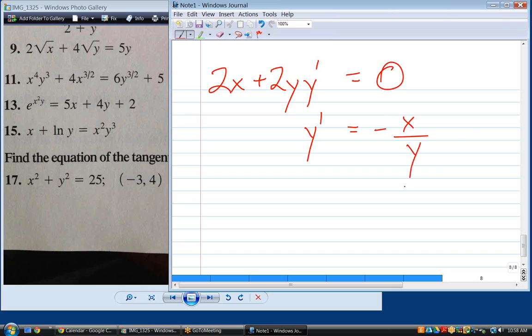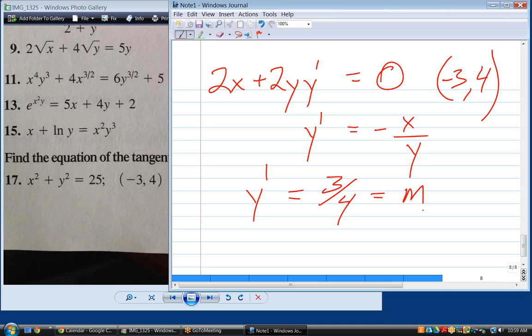And here's our point, minus 3 comma 4, because what they want is the equation of the tangent line. Well, what did we just solve for? The slope of the tangent line. What is the slope of the tangent line? Minus x over y, but at this point, what is it? Is it 3/4? So there's our m. That's equal to m, our slope.